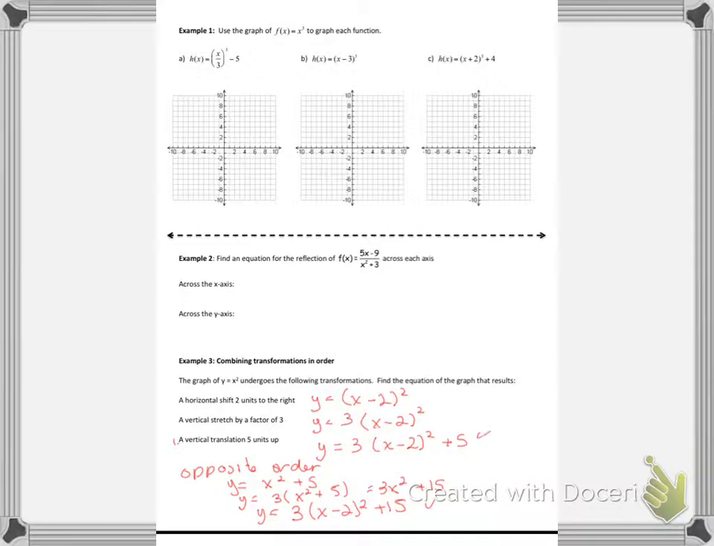So these turn out completely different if you look at them, just because of the order in which you're going. So you've got to make sure you're watching the order in which you're doing it. All right.